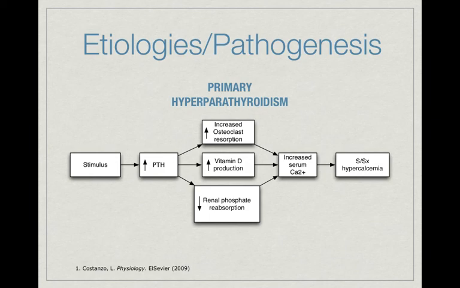Also, as I said, PTH leads to increased vitamin D production through stimulating the activity of 1-alpha hydroxylase in the renal cortex cells. Also, PTH leads to decreased renal phosphate reabsorption, which then frees up more of the total serum calcium to be part of the ionized fraction, which is the physiologically relevant parameter. All these things lead to increased serum calcium, which then leads to the signs and symptoms of hypercalcemia, which we'll talk about in the slide on clinical presentation.